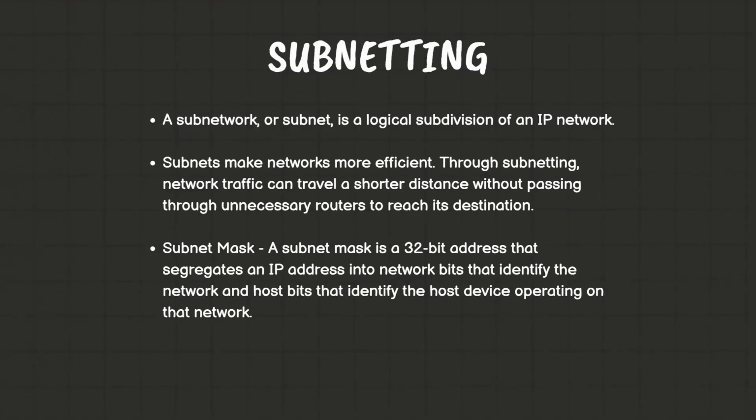Now that we understand the concept of subnetting, let's see what a subnet mask is. A subnet mask is a 32-bit address that segregates an IP address into network bits that identify the network and host bits that identify the host devices operating on that network. In simple terms, a subnet mask is a number that helps divide a network into smaller parts called subnets. It works by separating the IP address into two sections, the network portion and the host portion.